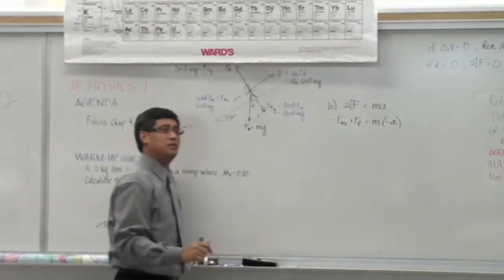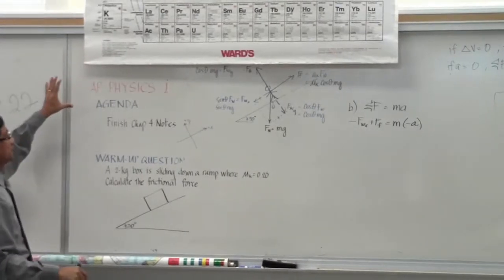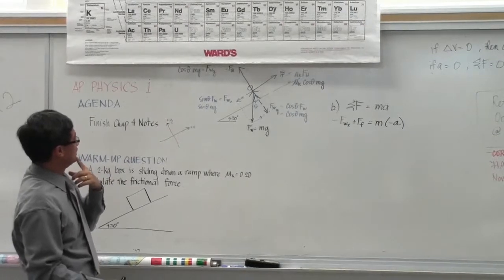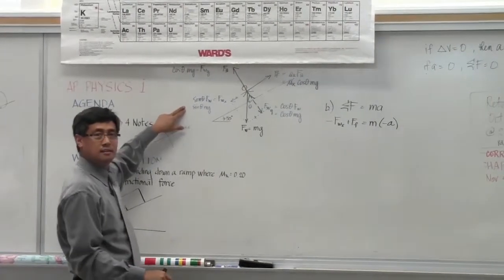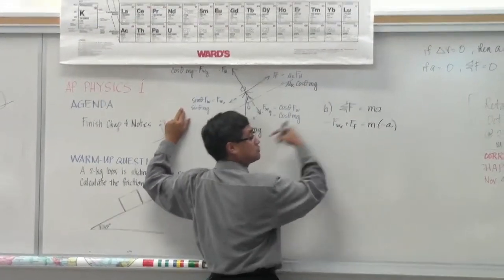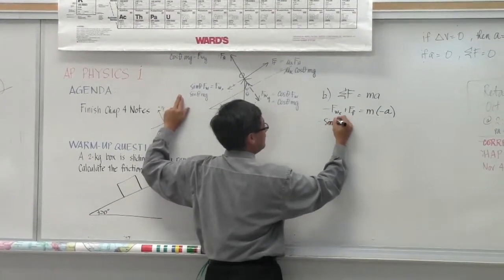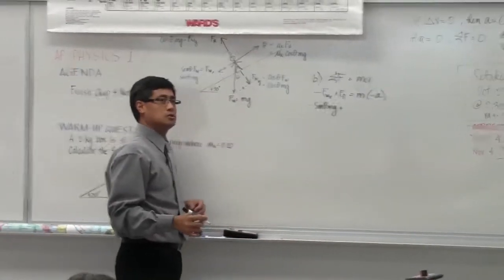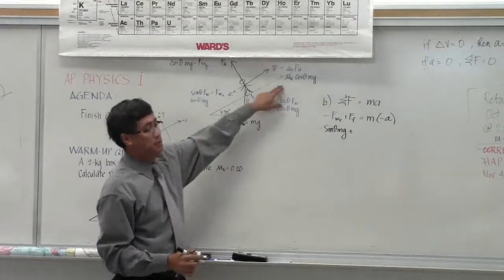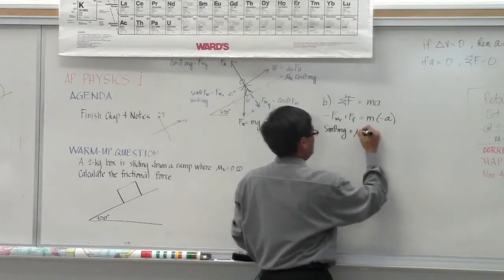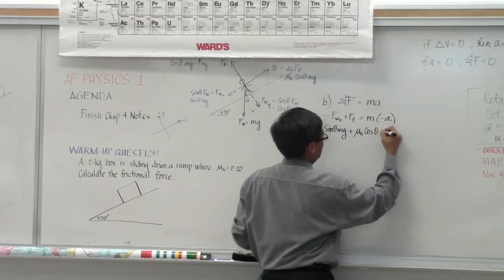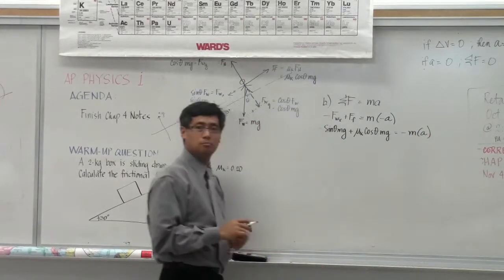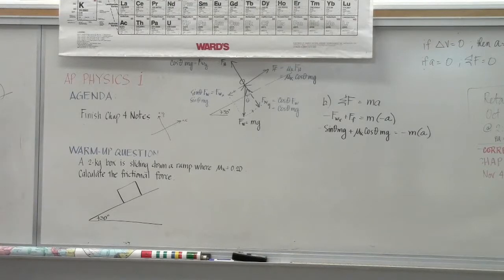Alright, what is F_Wx equal to? Sine theta, mg. So I'm putting a negative on the top one to show that it's going to the left: negative sine theta mg. What is friction equal to? Mu sub k cosine theta mg. Mu sub k cosine theta mg equals negative m a. Right? So far, you're with me?